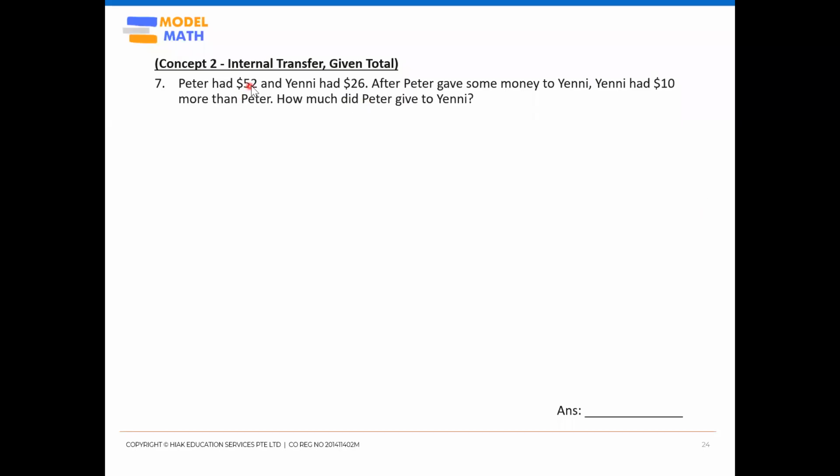Peter had $52 and Yenni had $26. After Peter gave some money to Yenni, Yenni had $10 more than Peter. How much did Peter give to Yenni?